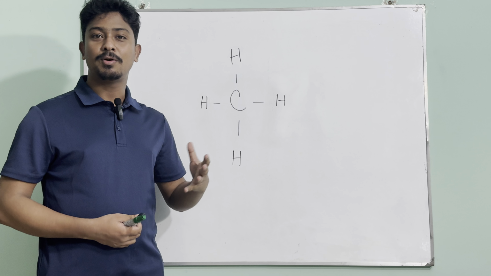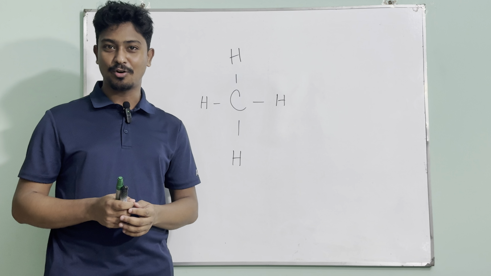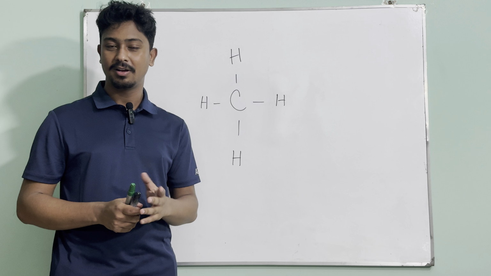Okay, but today I'm going to prove to you that with the basic rules and principles of atomic structure and atomic bonding, carbon should actually make 2 bonds and the compound should be CH2. Let's see.